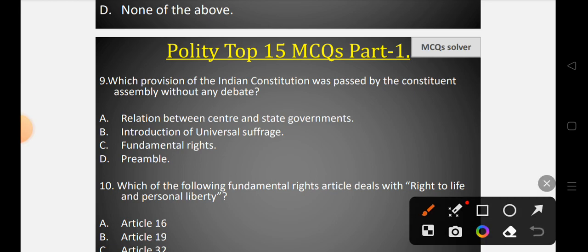So the provision of the Indian Constitution which was passed by the Constituent Assembly without any debate, the correct option is option number B, that is introduction of universal suffrage. So introduction of universal suffrage was passed without any debate, as all the members agreed to this resolution. So the correct option is option B, introduction of universal suffrage.